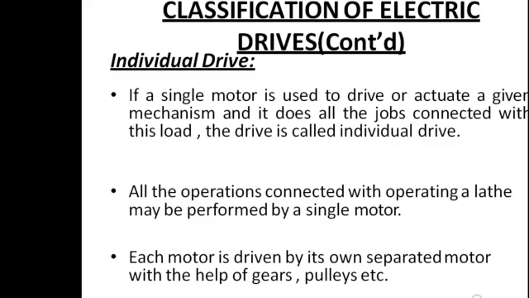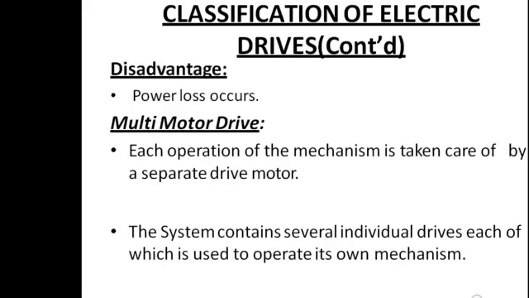For example, if you are making a robot, for shaking a hand we will have a separate motor, for walking we will have a separate motor, and for rotating the head we will have a separate motor. So for each application or specification we have an individual motor, depending upon the application where we are utilizing it. That type we will call an individual drive. The disadvantage is that power loss occurs.